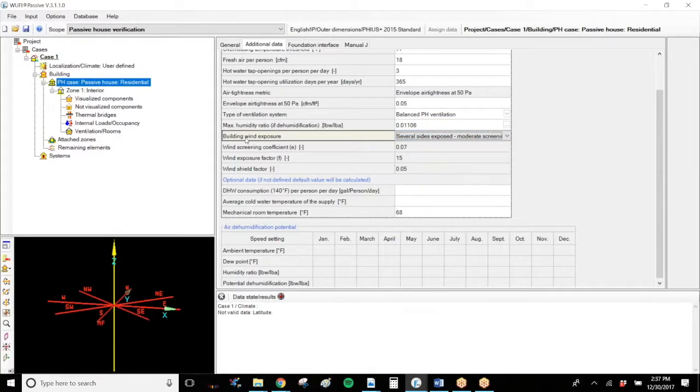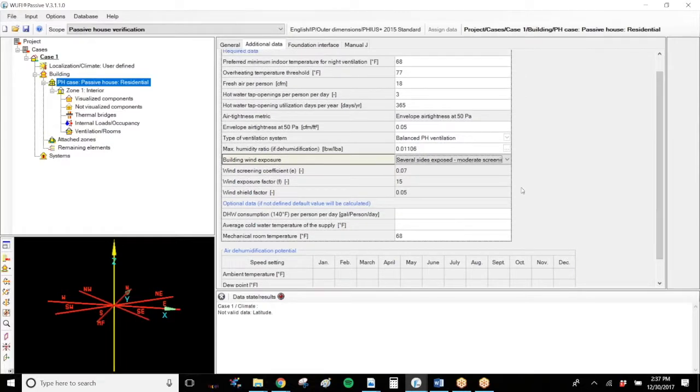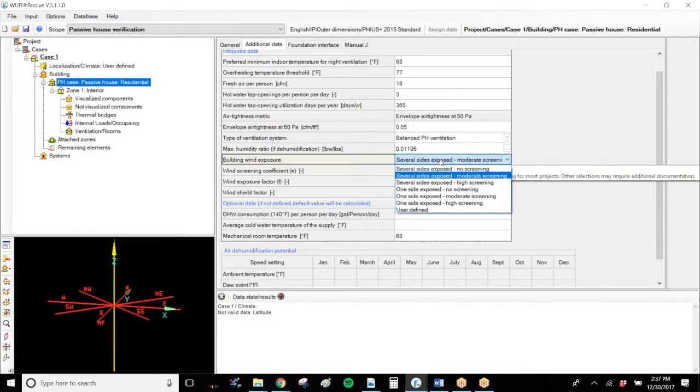Moving down, you need to define how exposed the building is to wind pressure. Up here we have entered envelope air tightness at 50 pascals, so at a certain pressure there's a certain amount of envelope leakage. Now we need to determine or estimate what the natural pressure on the building will be based on how exposed it is to wind. So there's predefined options here. Typical buildings, there's several sides exposed, and there's either no screening, moderate screening, or high screening. This just depends on your surroundings.